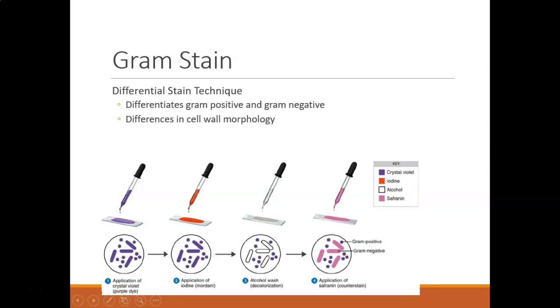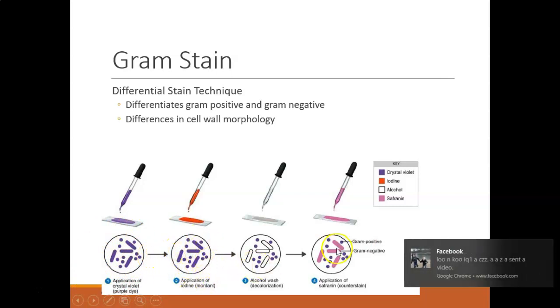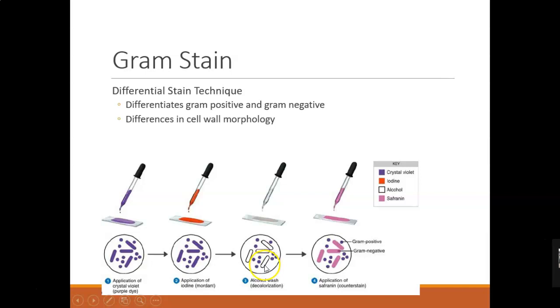So here are the steps again. Application of the crystal violet, which will stain all the cells purple. Application of the iodine, everything stays purple still. Then we have here the alcohol rinse, and in that acetone alcohol rinse, all the cells that are gram-negative decolorize while all the cells that are gram-positive stay purple. And then we have the safranin as our counterstain.